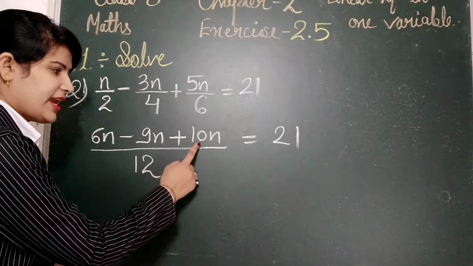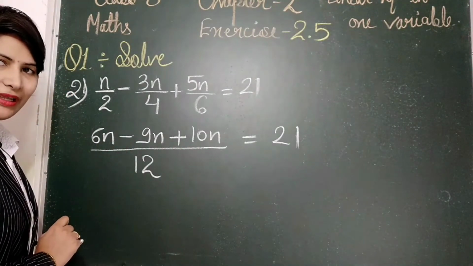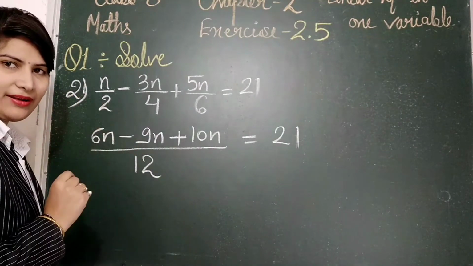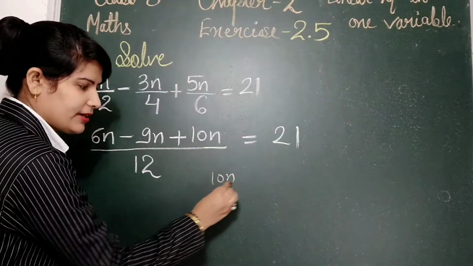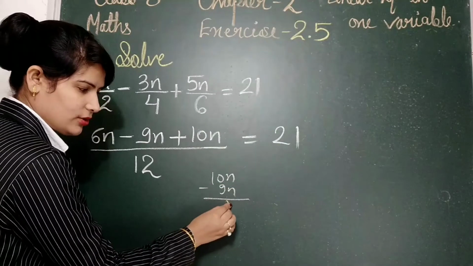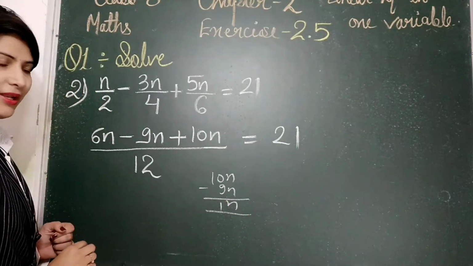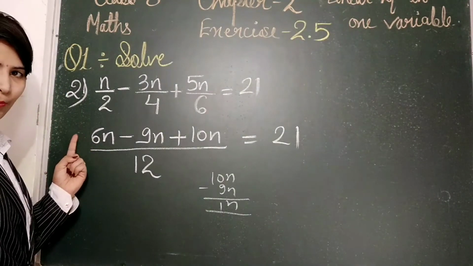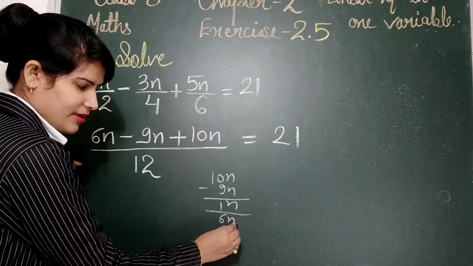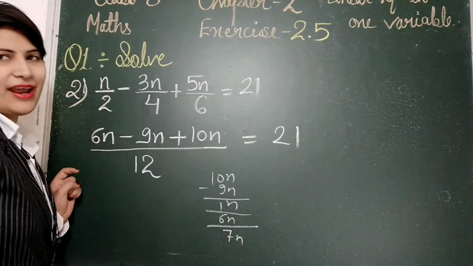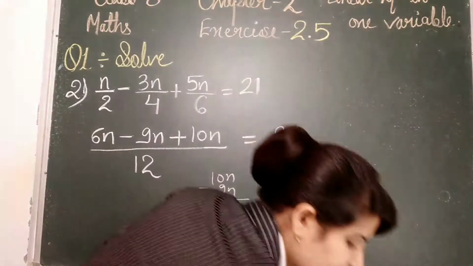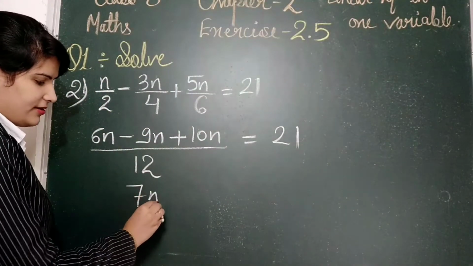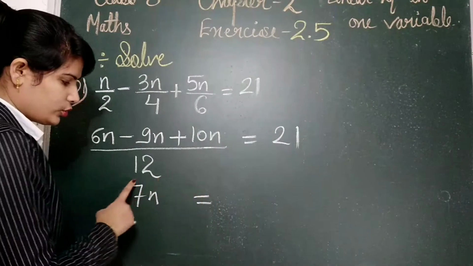Now solve this equation. How? 10n minus 9n, you will get 1n, right? Now 1n plus 6n here. So plus 1 and plus 6, how much n? 7n. That means 7n. Now I am writing simply 7n upon 12 equal to 21, right?